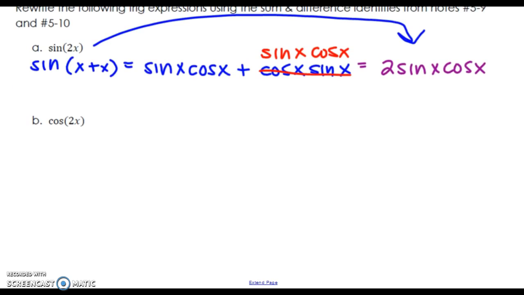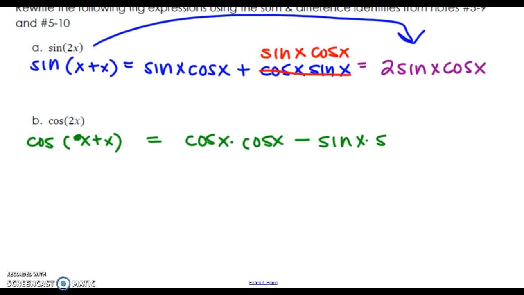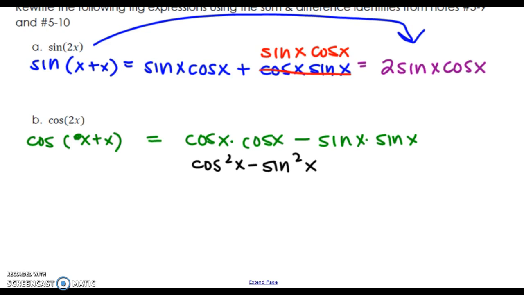The next thing we're going to do is the same thing with cosine. So cosine of x plus x equals cosine of x times cosine of x, subtract sine of x times sine of x. And that's going to be the double angle identity for cosine.